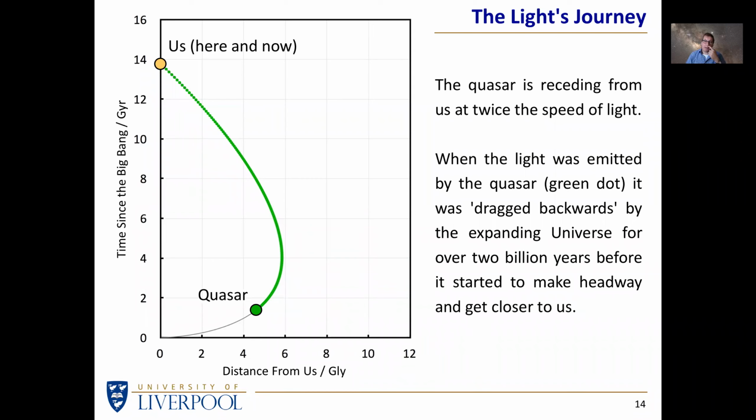If you like, it's getting dragged backwards for, what is it, something like 2, maybe a bit more than 2 billion years, the light continues to get further away from us. And after about 2 billion years, you notice that this curve starts to turn around, and eventually the light starts to get closer and closer to us. And eventually, after a journey of about 12.4 billion years, when the universe is about 13.8 billion years old, then the light finally reaches us.